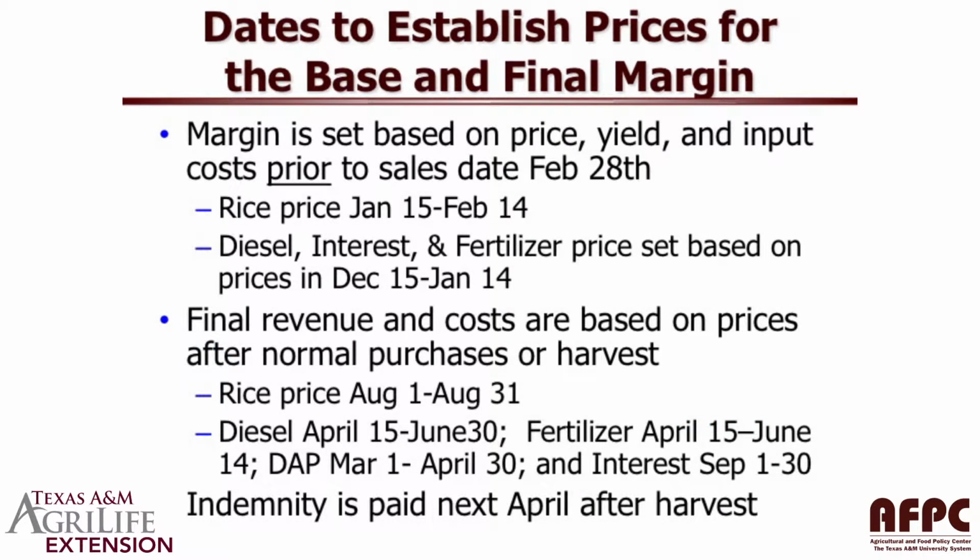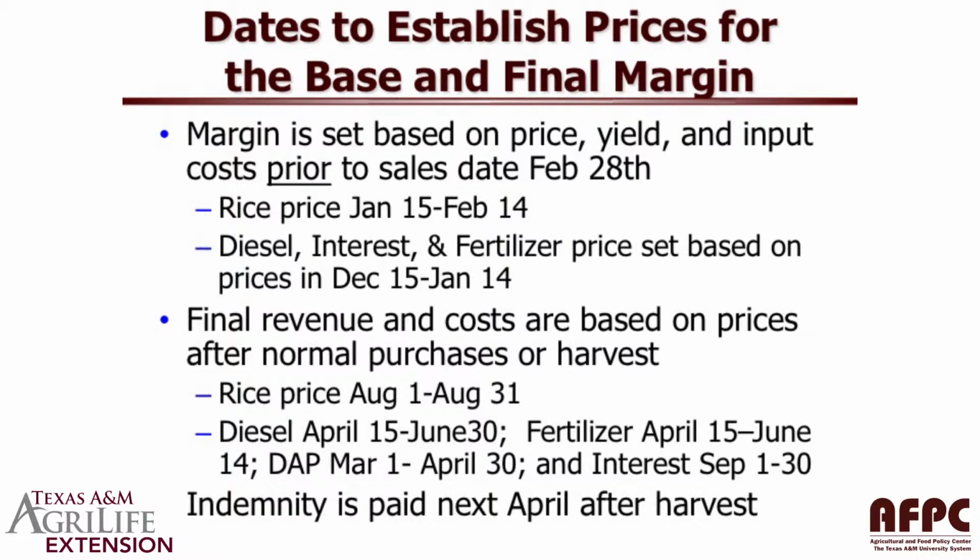These are the dates when prices are determined for setting the base period for your margin insurance, and the ending period. If we look at the sale date ending in February 28th, rice price would be determined. It's already being determined right now, January 15th through February 14th. The diesel prices, interest, and fertilizer prices for the base period that sets the margin were set between December 15th and January 14th. The final revenue and costs are based on prices and after normal purchases and sales at harvest.